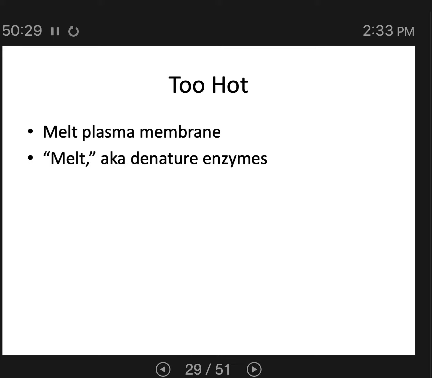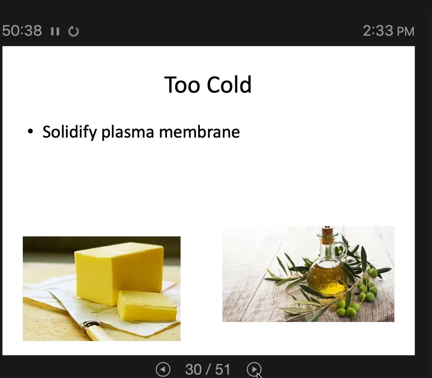So again, it needs to be in this Goldilocks region. If it gets too hot, the whole cell membrane is going to disintegrate and fall apart. Okay. If it gets too cold, the plasma membrane is going to solidify.